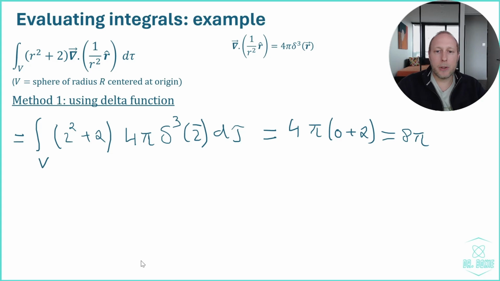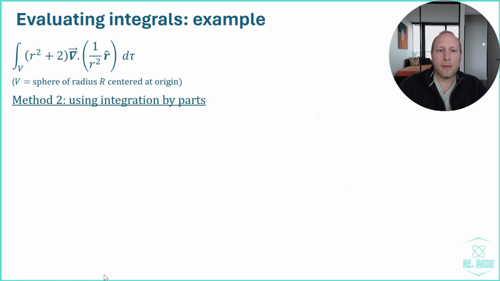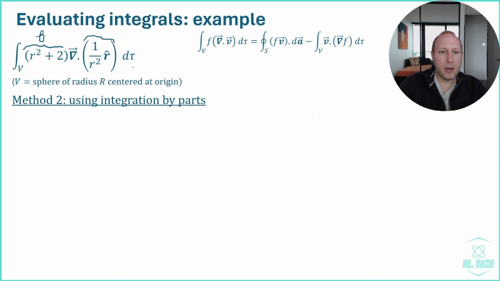I will calculate it now using a completely different approach. I will calculate the integral using integration by parts, and as we will see, we get the same result, but it will be much more involved. So remember, one of the formulas I described earlier this lesson was this formula for integration by parts involving divergences of vector fields. Now notice that is exactly the kind of integral we have. We have r squared plus 2, which plays the role of f. So this is our scalar field, and 1 over r squared times r hat will be our vector field v.